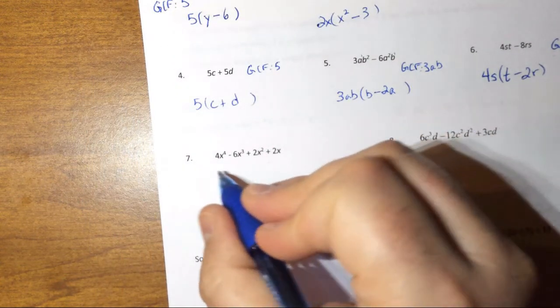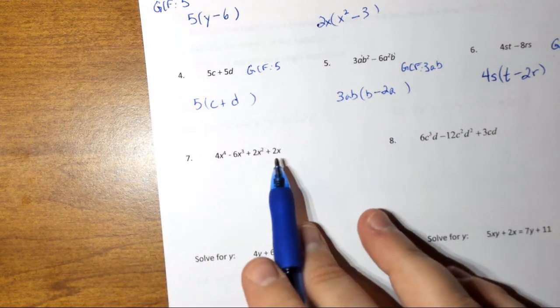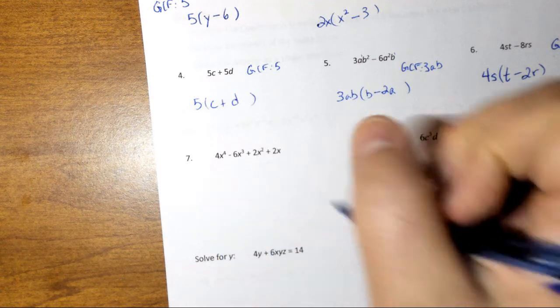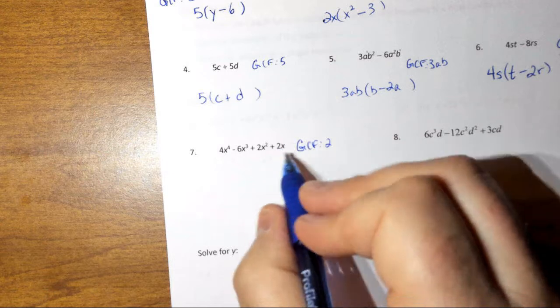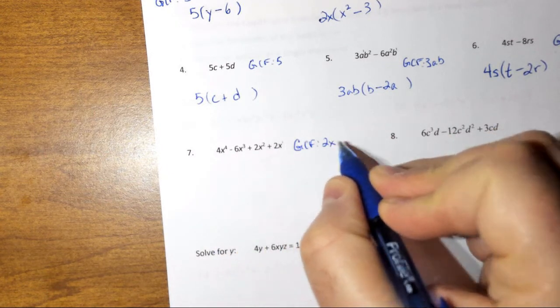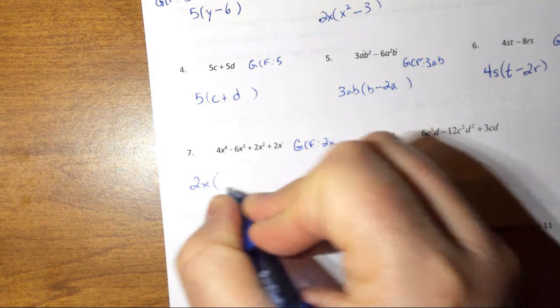Okay, 7. So now there's more than one term, so I have to check all the terms. So the biggest number that they all have in common in terms of factors or multiples is just a 2. Okay, they all have an x. The smallest exponent of them is this one. It's a 1. So I can only take one x away from all of them, okay, to be fair. So I take a 2x out.